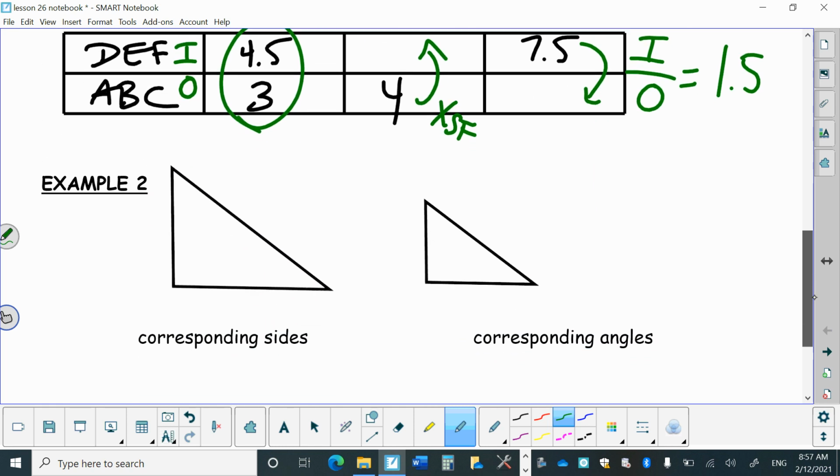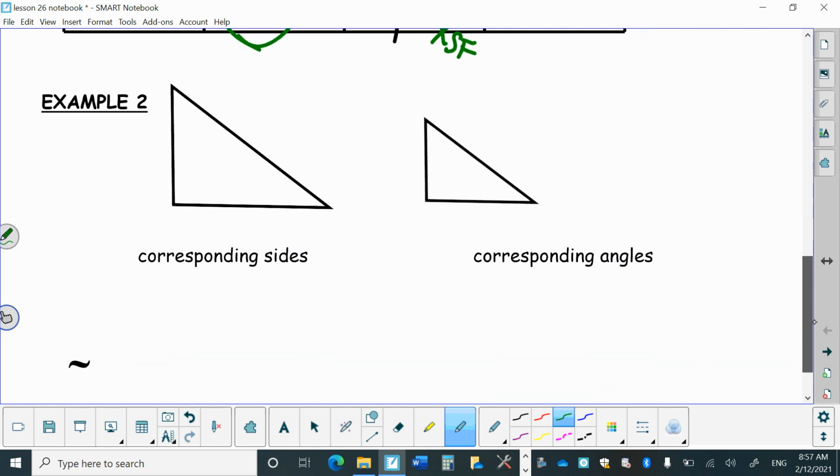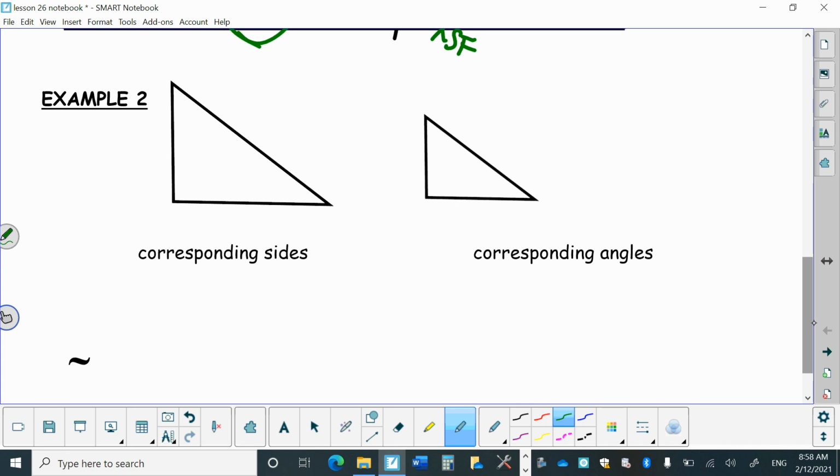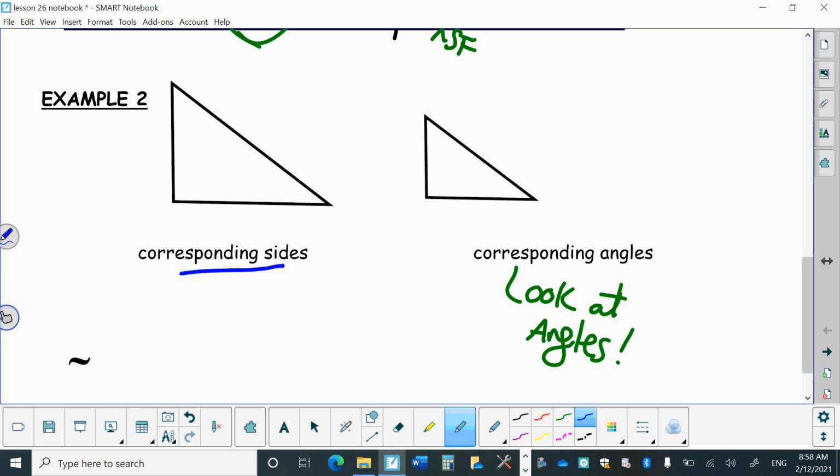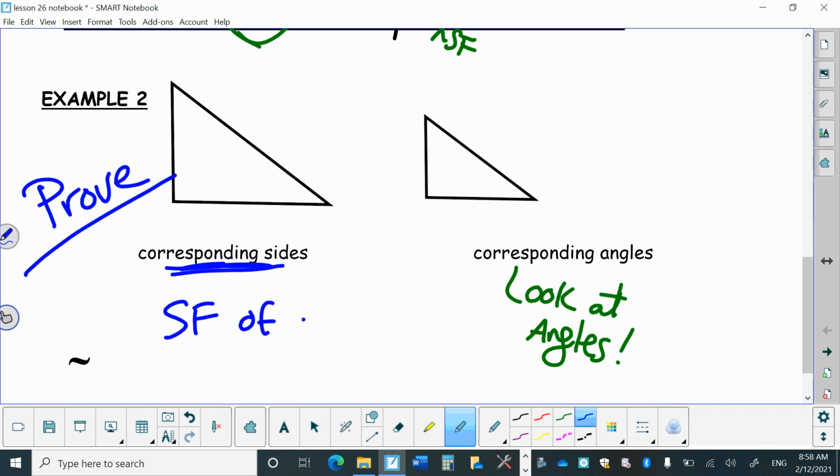At the bottom of the page, if it tells you to prove something, remember, for proportional angles, you just look at the angles. Easy. They do have to label the numbers for you to say that they're exactly the same thing. If it's corresponding sides, the way to prove this is doing the scale factor of all sides involved.